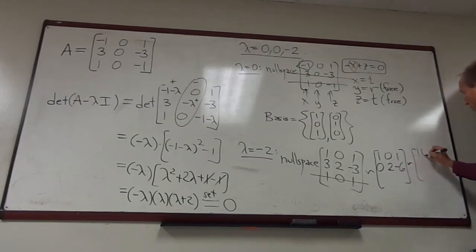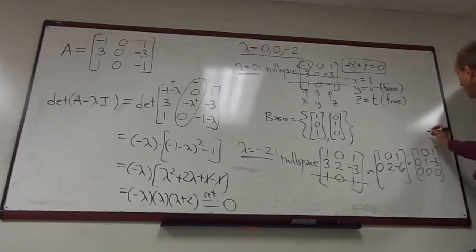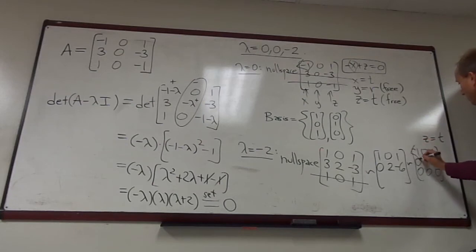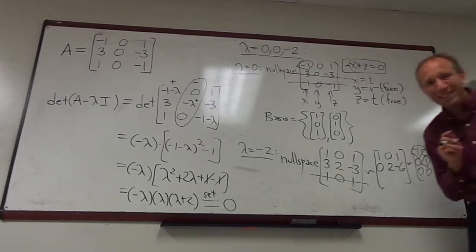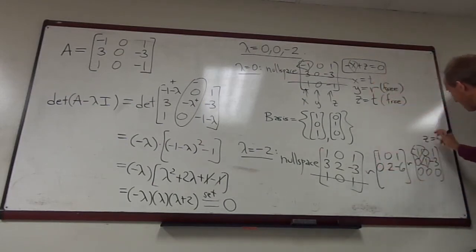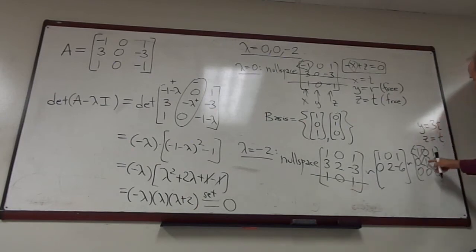So I'm going to get 1, 0, 1 on the first row, 0, 1, negative 3 on the second row. Okay? So again, z is a free variable. Let me circle my pivots. You should always be circling these pivots, right? Z is free, so then y is just 3 times z, because this equation says that y minus 3z equals 0. So y has to equal 3t, and then from the top line, x plus z has to cancel to 0, so I get negative t.